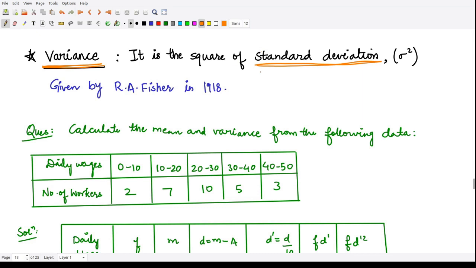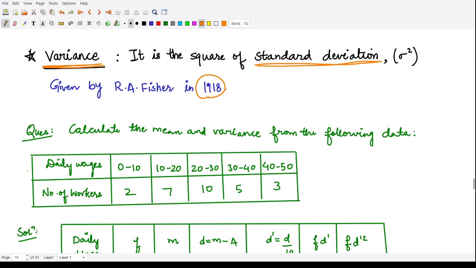So we denote this variance by sigma square, and R.A. Fisher in 1918 coined this term variance, and he also gave the formula to calculate it. As an example, consider this question: calculate the mean and variance from the following data.